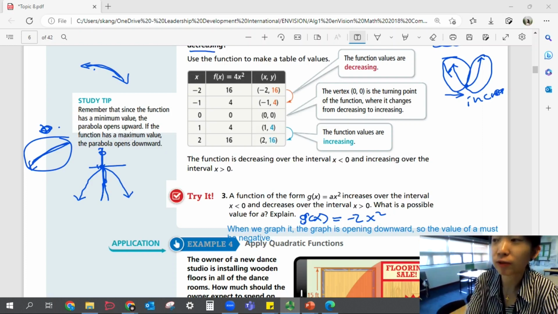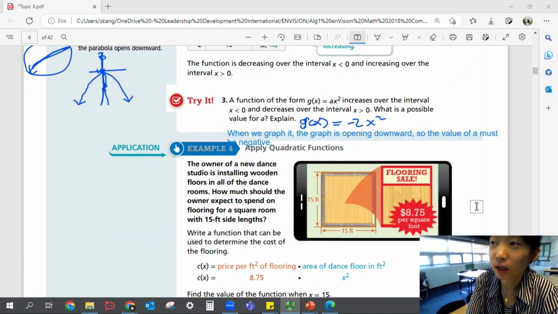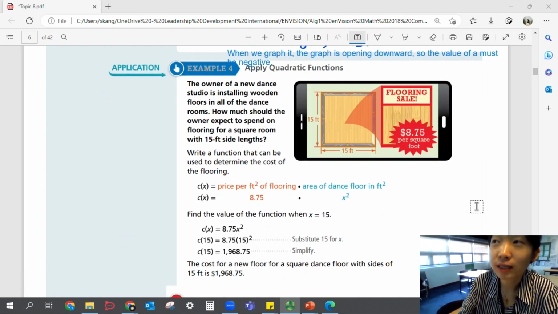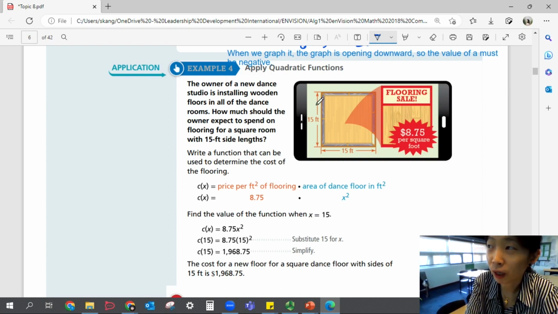Okay, let's look at example 4. Apply quadratic functions. The owner of a new dance studio is installing wooden floors in all of the dance rooms. How much should the owner expect to spend on flooring for a square room with 15 feet side lengths? So let's take a look at this information. So you can see that for each 15 by 15 floor, the flooring is on sale. And that's $8.75 per square foot.